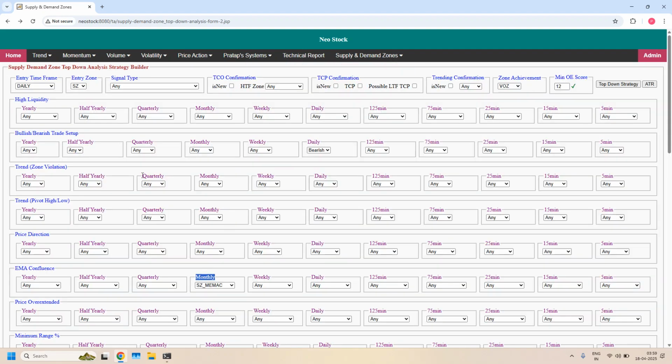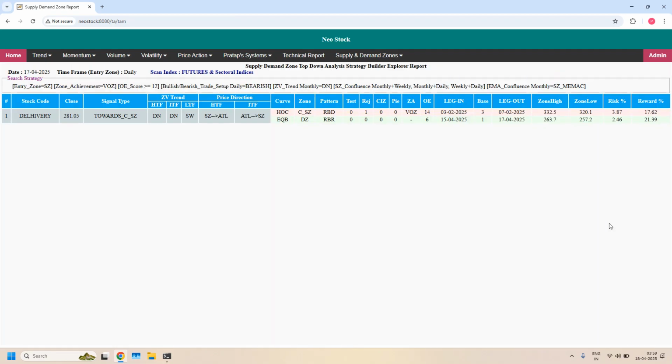Sorry, here I have to eliminate sideways, because monthly trend should not be sideways. So that's why in the monthly time frame I am eliminating sideways and selecting downtrend because it is a bearish trade setup. So this one stock is filtered. The one stock having downtrend is filtered. So that means this daily supply zone might have a higher probability to get success. So this is about bearish trade setup for monthly income trade and entry time frame daily supply zone.